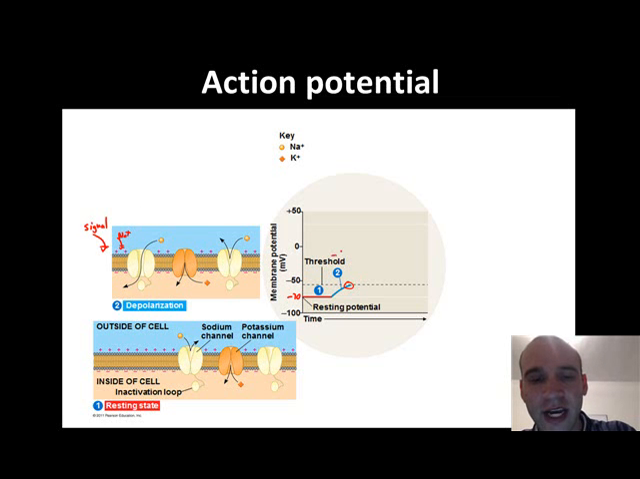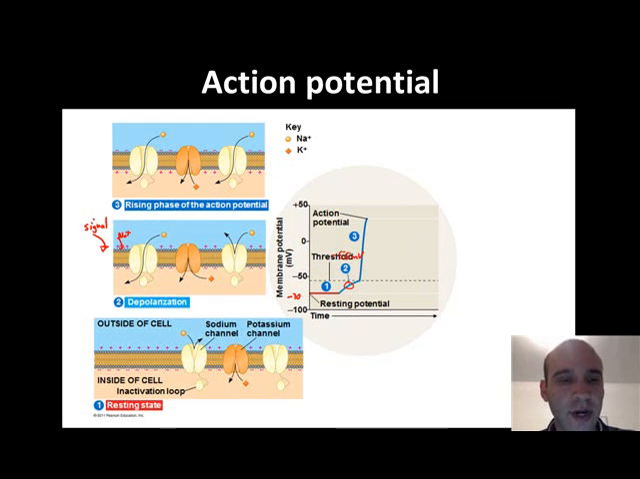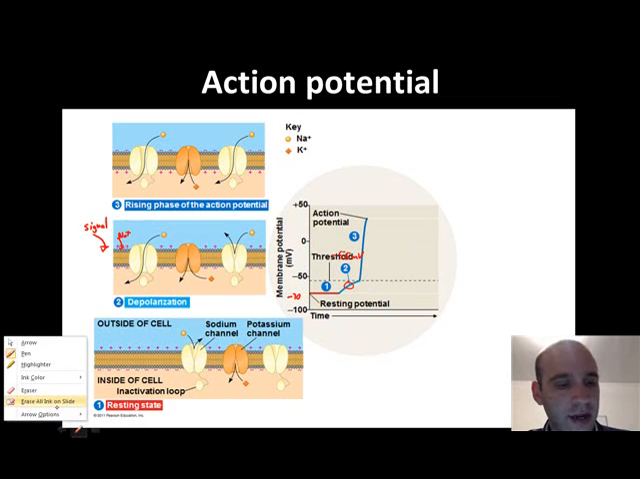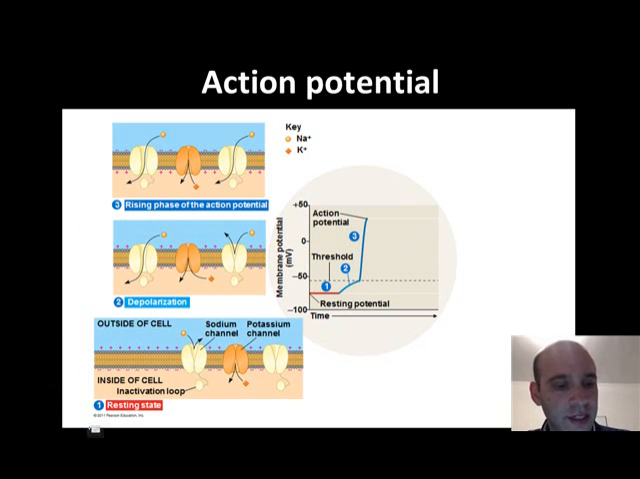This threshold is about -55 millivolts, okay? And so it's reaching this threshold, okay? What we'll end up seeing happen at this point, as it's reaching the threshold, is that the action potential will get generated, right? This is an all or nothing response. Once you reach the threshold, it's an all or nothing response. We're going to rapidly depolarize the membrane.